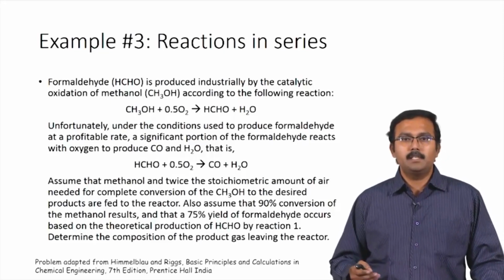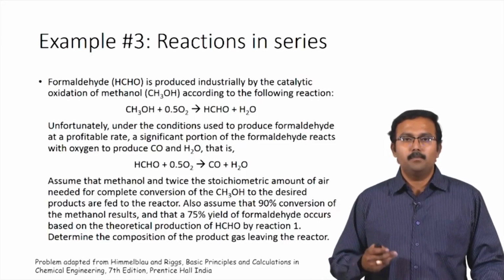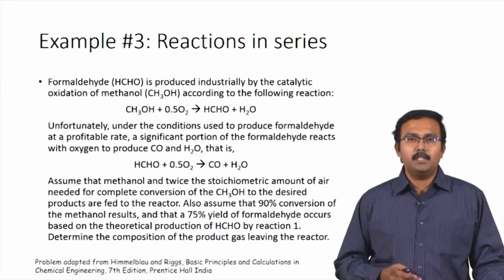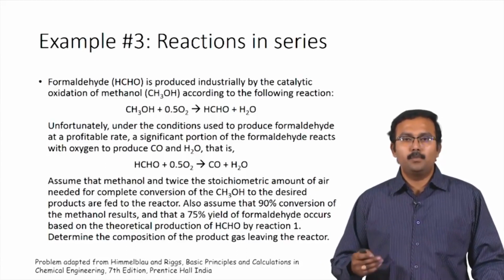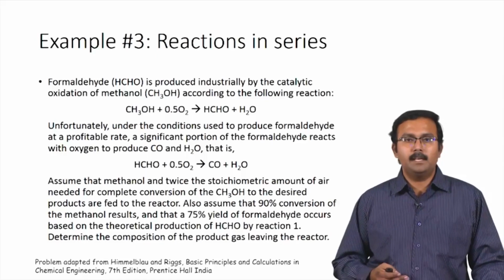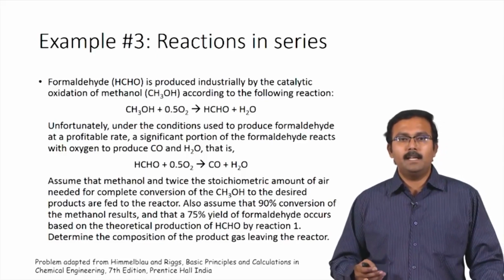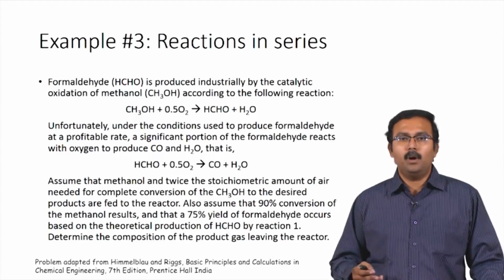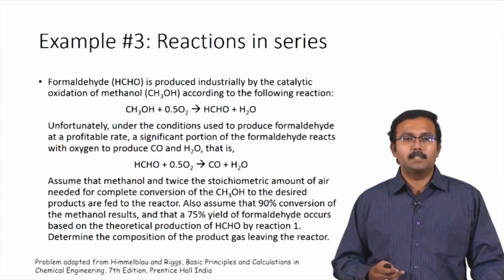Formaldehyde is produced industrially by catalytic oxidation of methanol according to the following reaction. Methanol reacts with oxygen to form formaldehyde and water. Unfortunately, under the conditions used to produce formaldehyde at a profitable rate, a significant portion of formaldehyde reacts with oxygen to produce carbon monoxide and water in the given reaction.